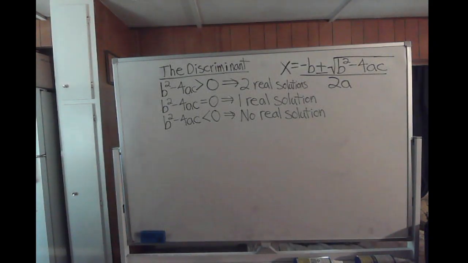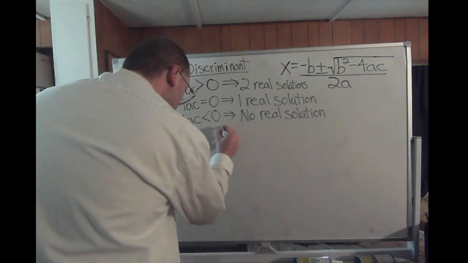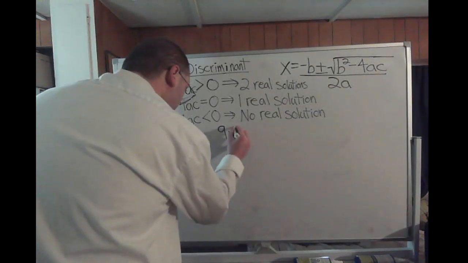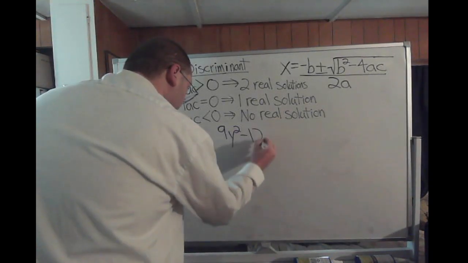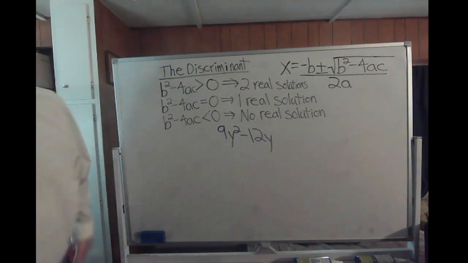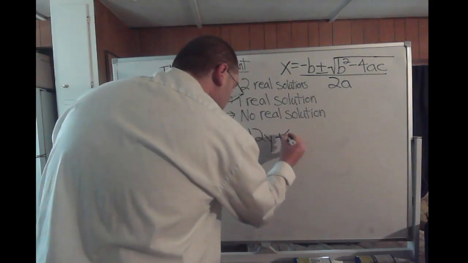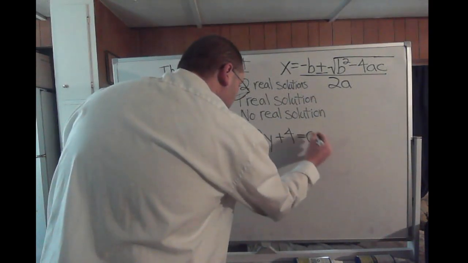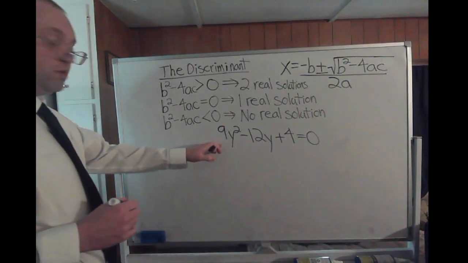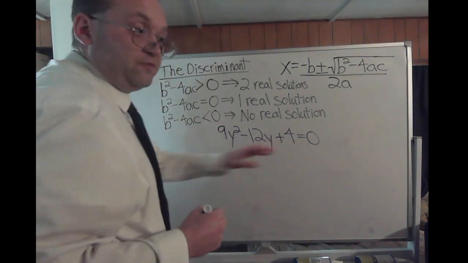Alright, let's see. 9y squared minus 12y plus 4 is equal to 0. Okay, so we have 9y squared minus 12y plus 4 equals 0.